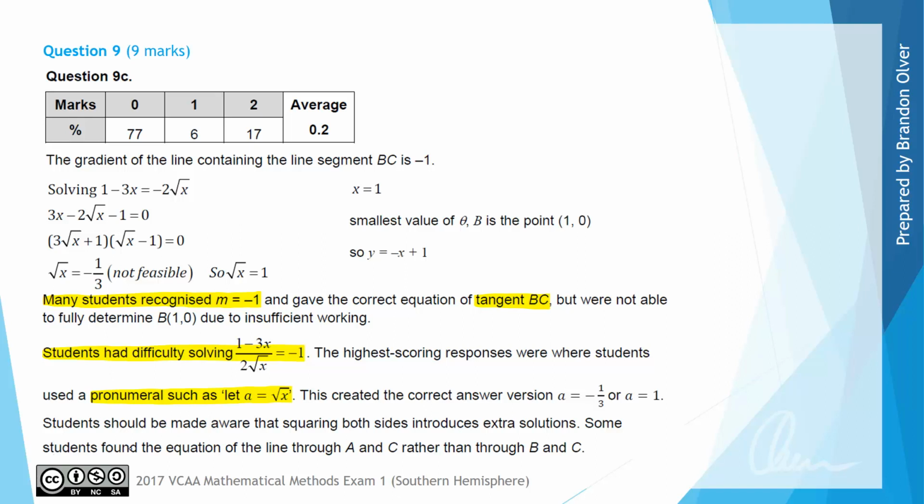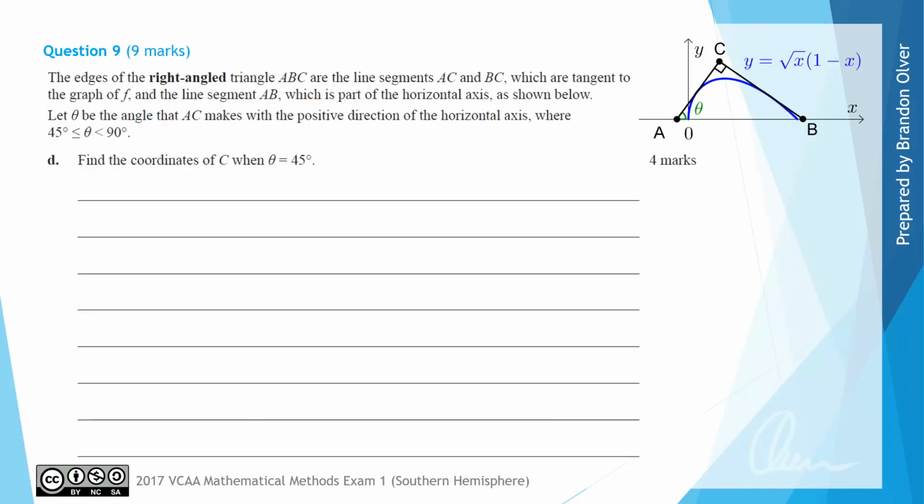Some students found the equation of the line through AC rather than through BC, which was what was asked for in this question. For part D, it says find the coordinates of C when theta is equal to 45 degrees. So if this theta is equal to 45 degrees, then like before, the gradient of this must be 1, and the gradient of this line must be -1.